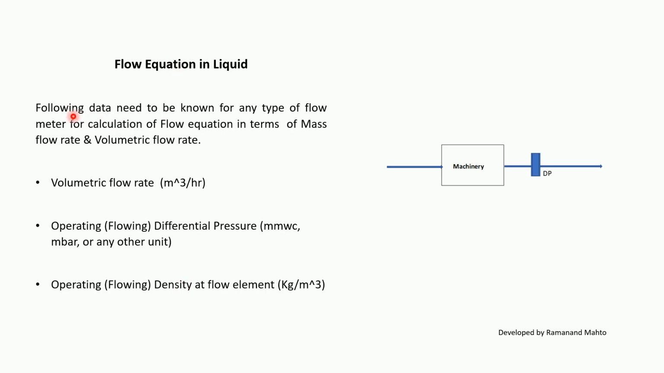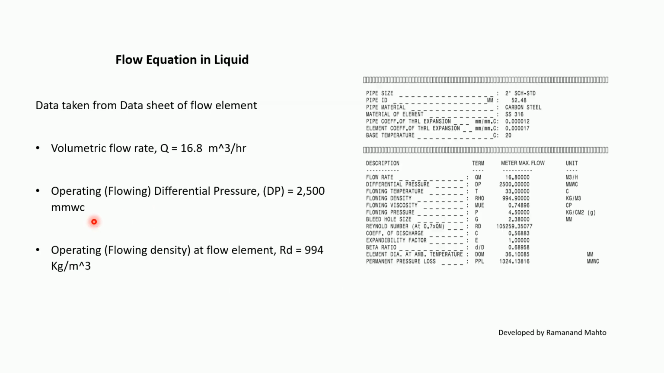Flow equation in liquid. The following data needs to be known for any type of flow meter for calculation of the flow equation in terms of mass flow rate and volume flow rate. So what data is required? One is the volumetric flow rate, which is given in meter cube per hour. Operating or flowing differential pressure, which can be mmWC, millibar or any other unit. Flowing is normally mentioned in the data sheet, so flowing and operating are the same. Again, operating or flowing density at the flow element, which is kg per meter cube. So these three data are important for calculation of volumetric flow rate and mass flow rate of any type of flow meter.